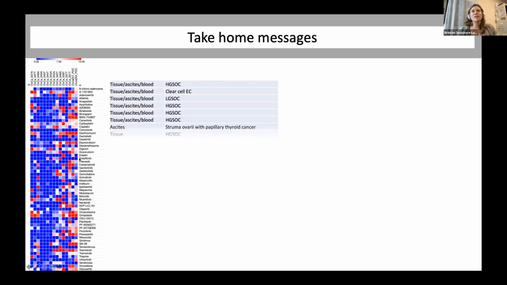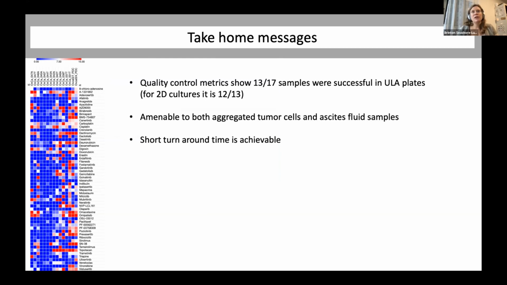I can tell you the take-home messages from our study is that we are able to do this with quite good quality control now that we have everything set up. We've done it with good quality control for 13 out of 17 samples. We're doing the same type of imaging approach in 2D as well, and there we also have good quality control. So we think that these approaches are amenable both to the aggregated tumor cells and ascites fluid samples, so we can test either one. So far, there's quite good correlation between the two, though we do see changes in certain drugs.